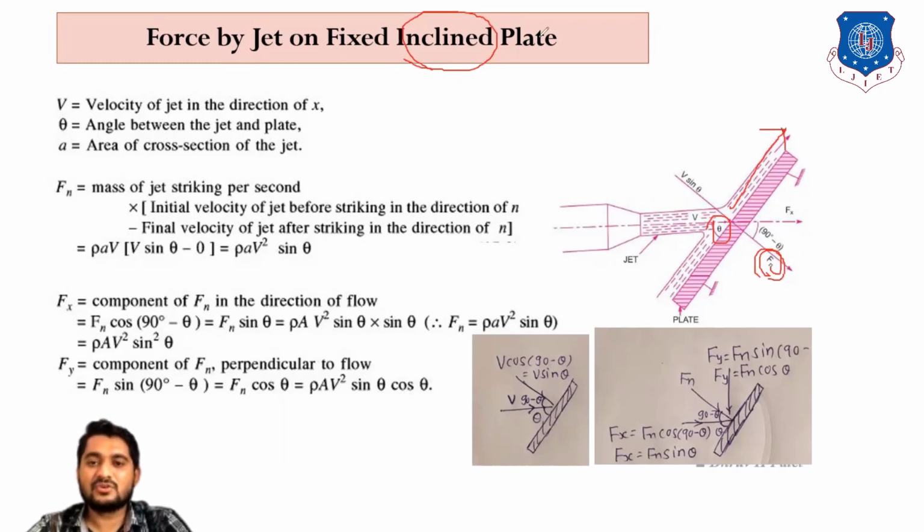So we have to draw two triangles. First one is from the velocity point of view and second one is from the force point of view. So the first one is from the velocity point of view. So look at it.